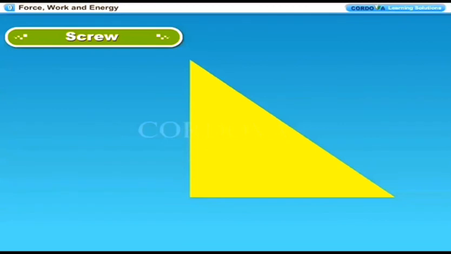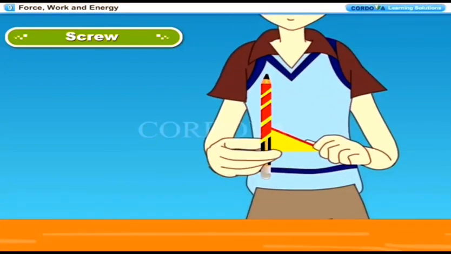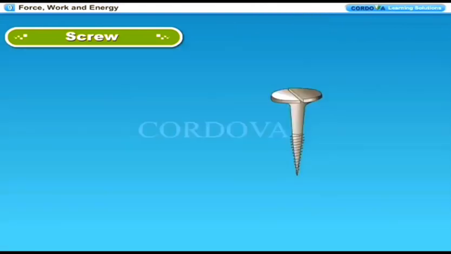Group activity based on CCE. Take a square sheet of paper. Cut it diagonally to get a right-angled triangle. The longest side of this triangle is an inclined plane. Color this side red. Now, wrap this paper around a pencil as shown in the figure. What do you observe? You find that the red colored line of the paper makes the pencil look like a screw. So, a screw is like an inclined plane wound around a rod.